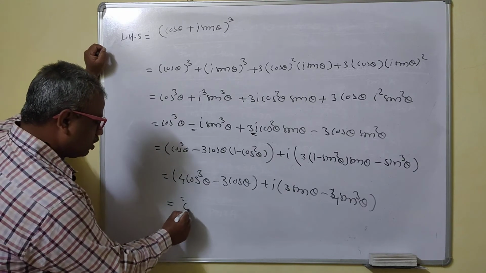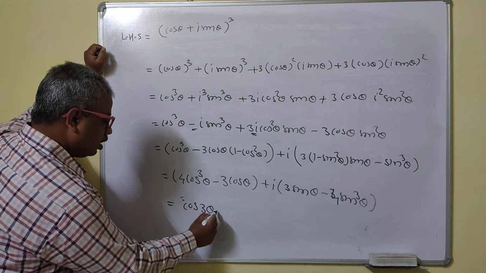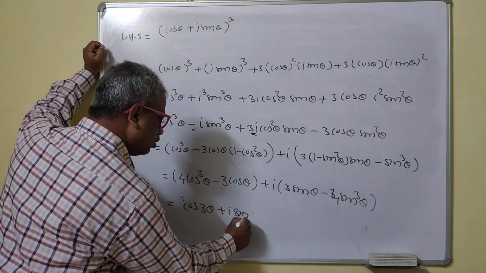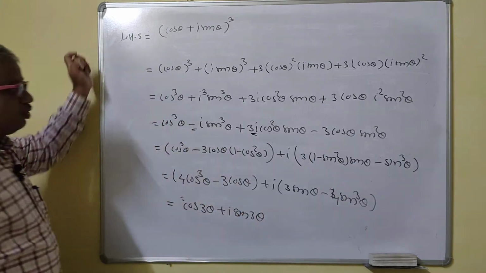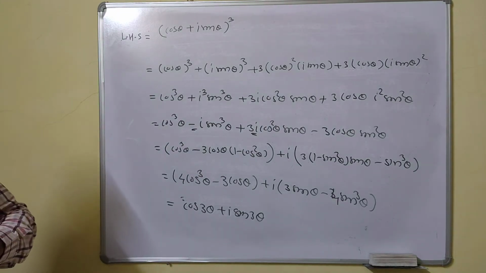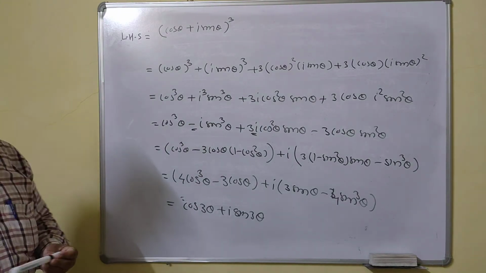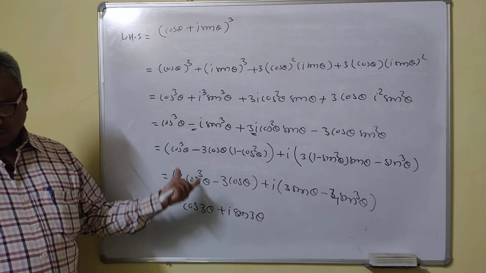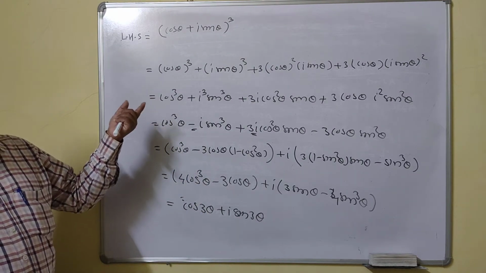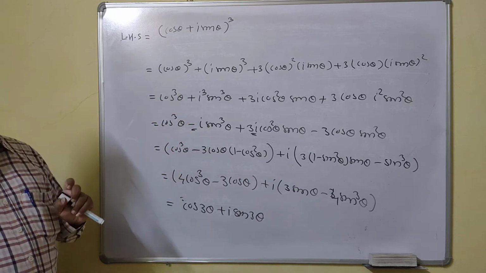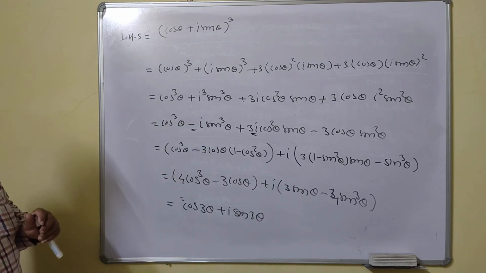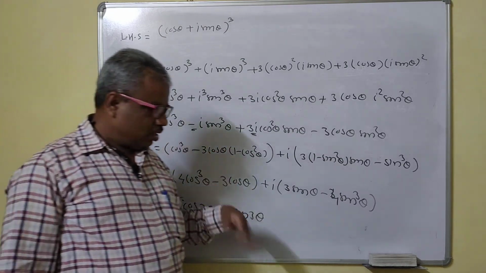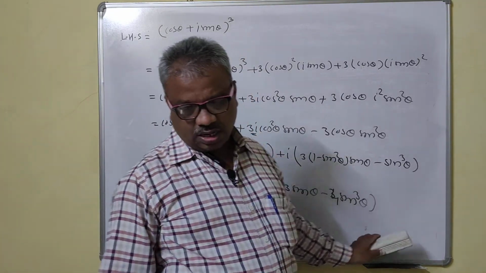This is the formula for cos 3 theta plus i sin 3 theta, and this we want. Again, this is very simple, just your knowledge of the a plus b whole cube, where i cube is minus i. And we have just applied the fundamental identity, sin square is 1 minus cos square and cos square is 1 minus sin square.